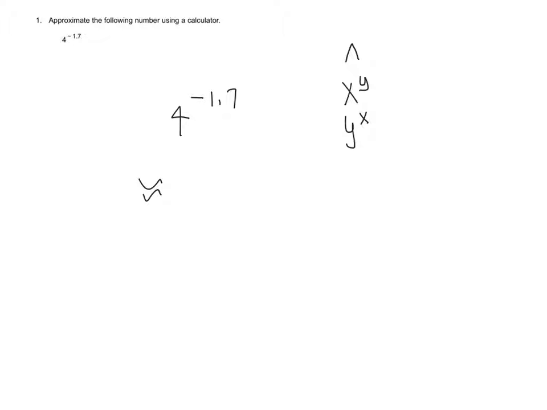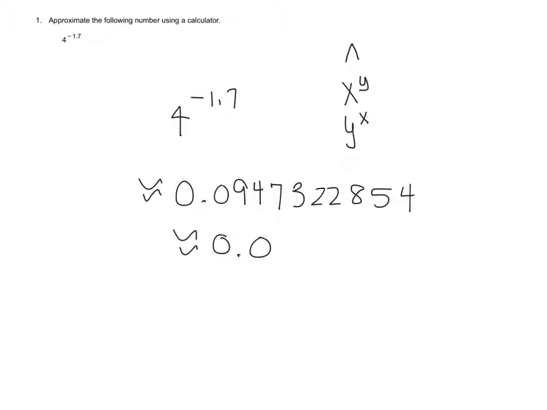Your calculator should give you an answer of 0.09473228854. And we're going to round to 3 decimal places, so our answer is 0.095.